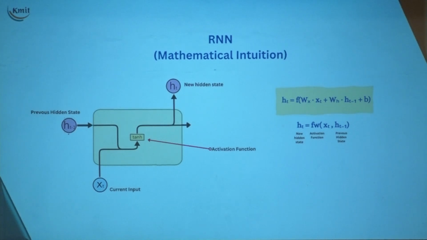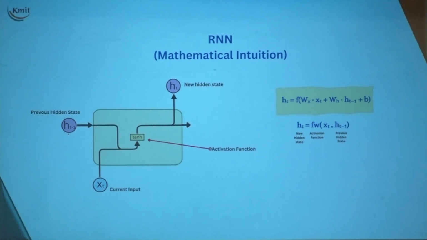Write it in the second step. Look at that. h of t is equal to what? What am I writing? F of. What is this F again? Activation function. Okay. F of what? The weights. Wx into xt plus Wh into ht minus 1 plus bias term.